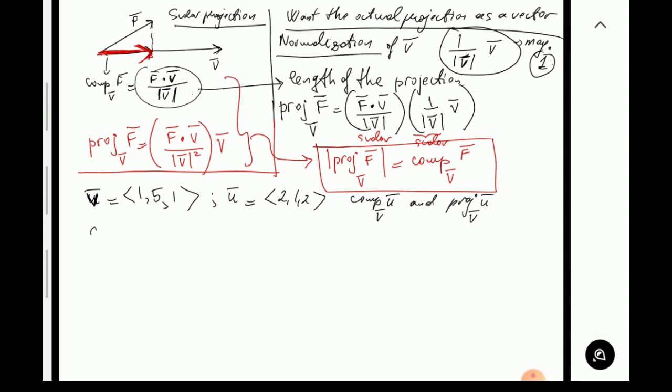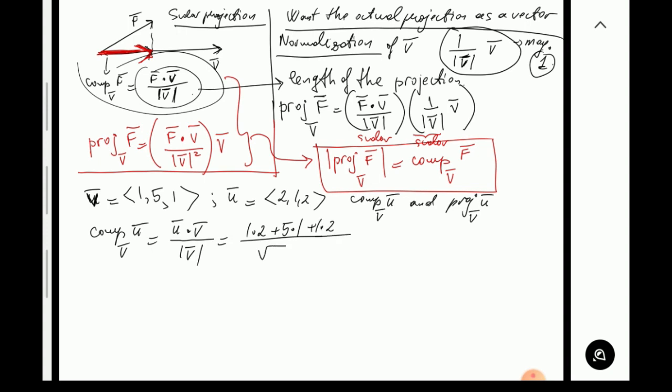All right, so let's start with the component. Make sure you carefully write down the denominator correctly, right? If you look at the formula over here, the bottom is the vector onto which you make the projection. So on the top is u dot v. Right, so we're going to have a dot product, 1 times 2 plus 5 times 1 plus 1 times 2, over the magnitude of v, which is the square root of 1 plus 25 plus 1. That gives me 2 plus 5 plus 2, which is 9, over square root of 27.